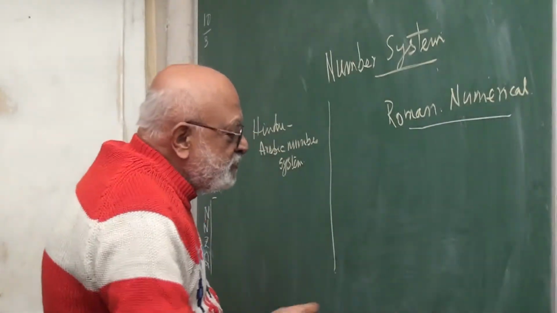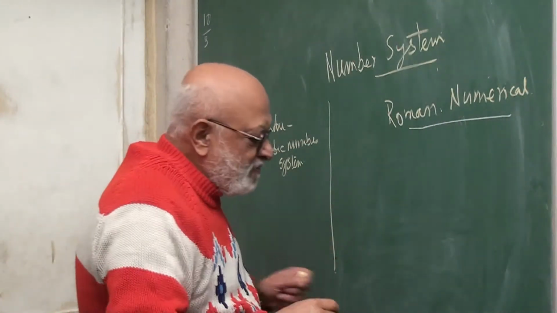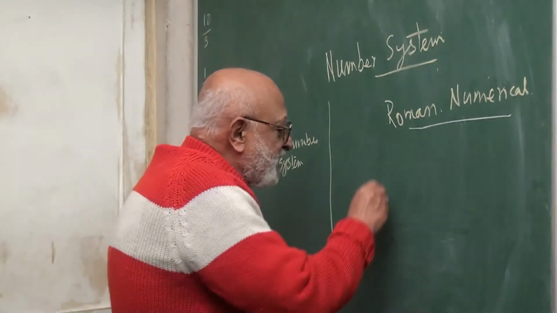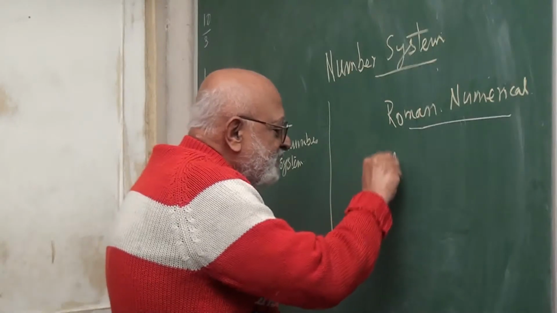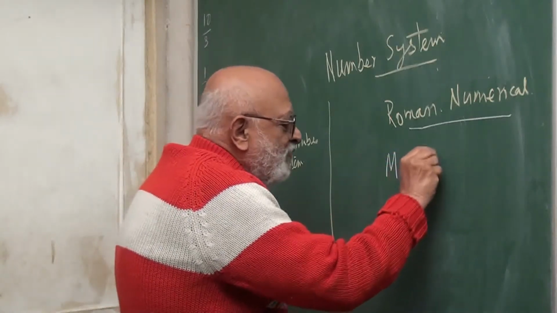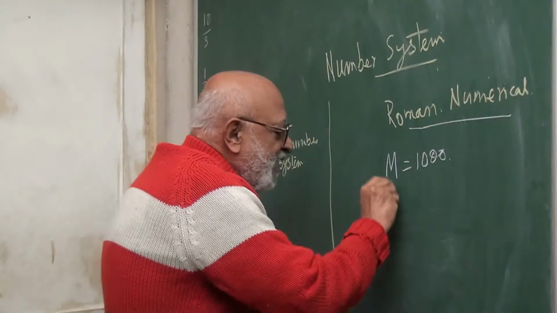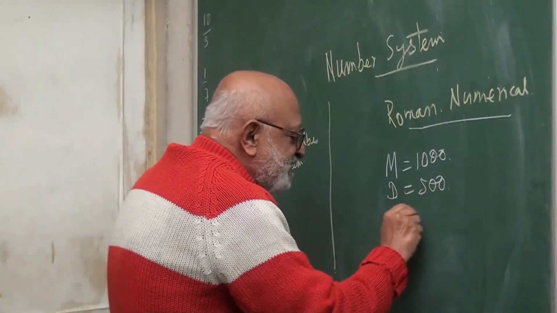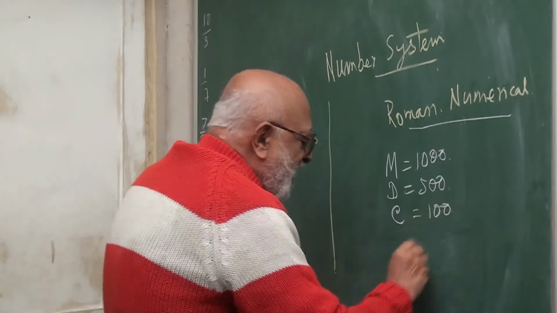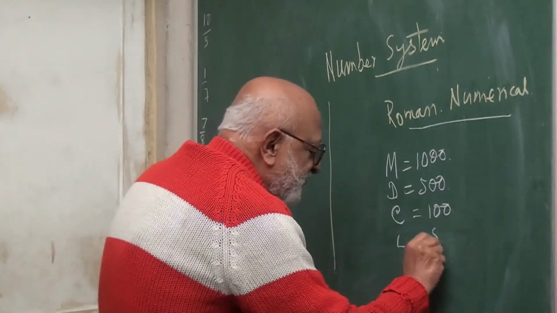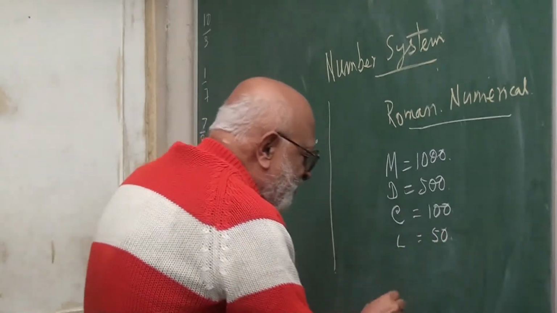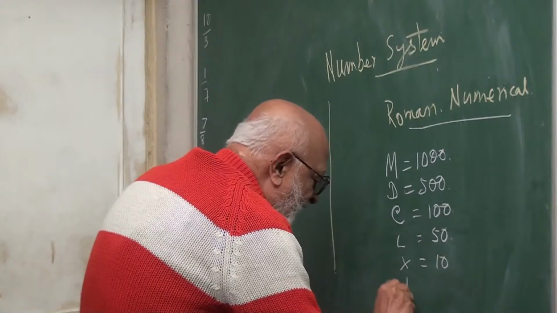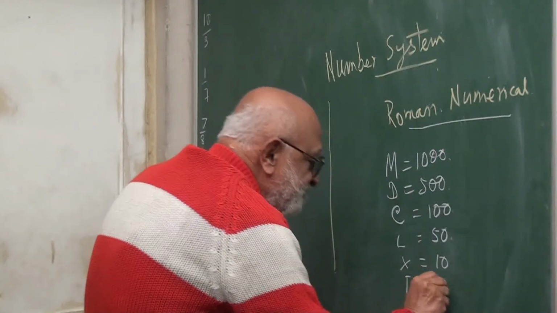Romans first used certain alphabets in order to indicate their numbers. For example, they said M, that is equal to 1000. Then they had D, that is 500. Then they have C, which is 100. And then they have L, that is 50. And then you are familiar with X, that is equal to 10, and I, that is equal to 1.